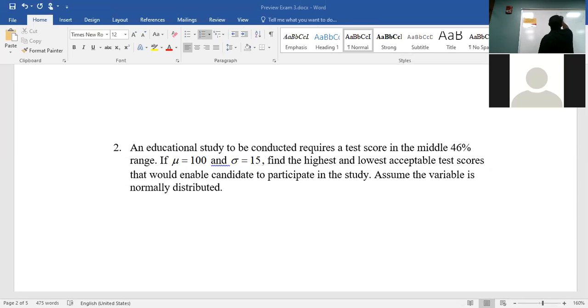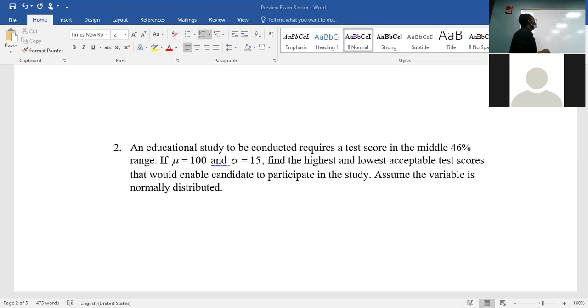first Z equal to negative 0.62. Or Z equal to 0.62. So X will be equal to 15 times negative 0.62 plus 100. And the other X will be 15 times 0.62 plus 100.